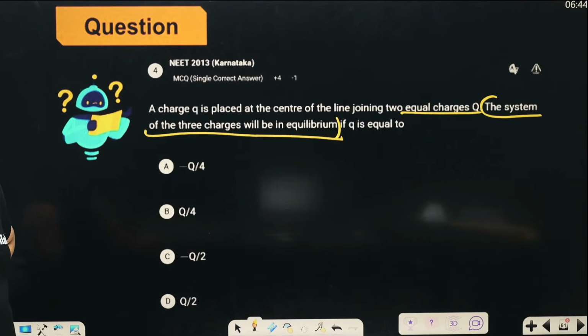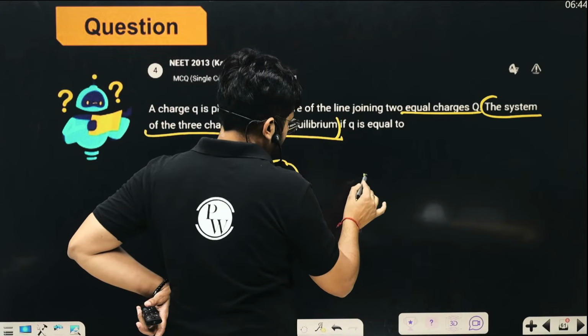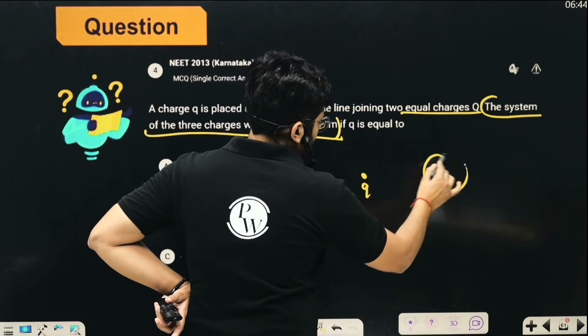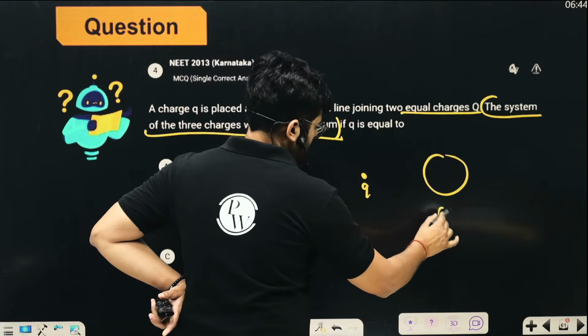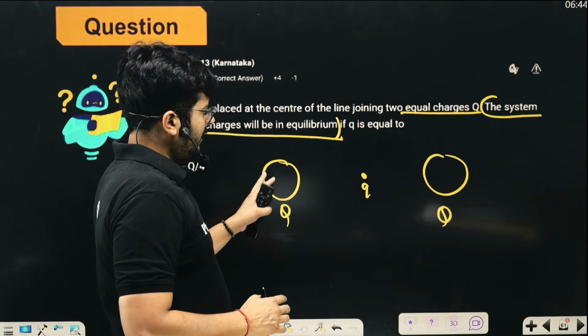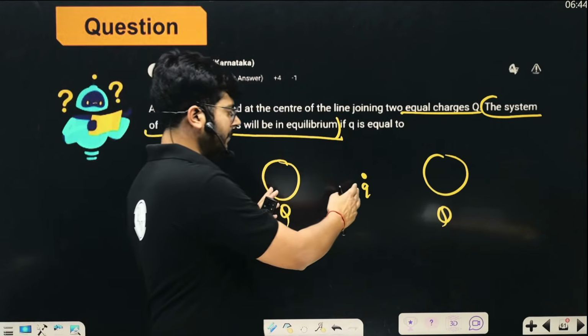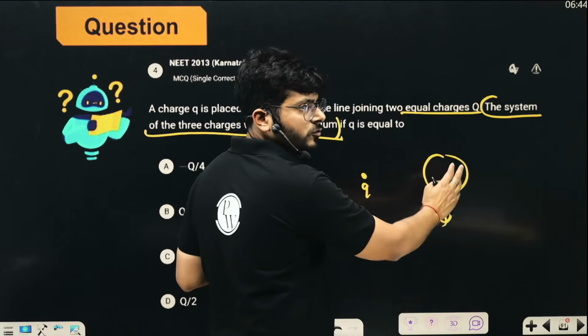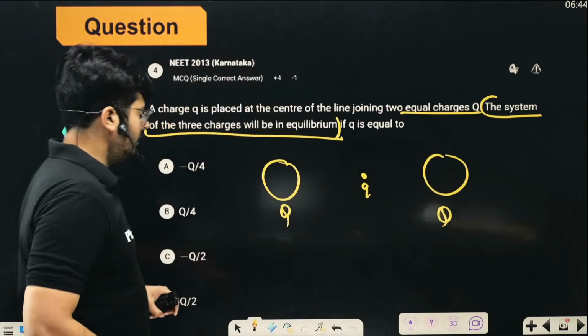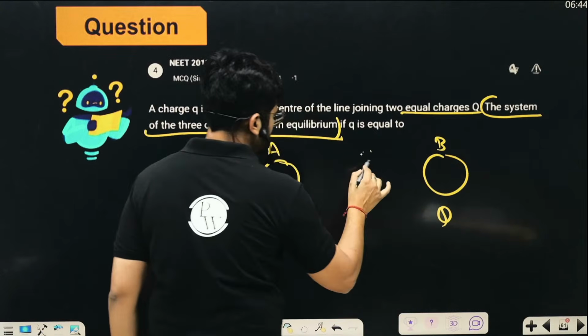Okay. This is the charge particle, this is another charge particle, and this is the charge particle. These are Q and this is Q. For these three to be under equilibrium, the forces on each other must be cancelled out, so the forces on them must be balanced by the forces on these two. Let's call this charge A, this charge B, and this charge C.